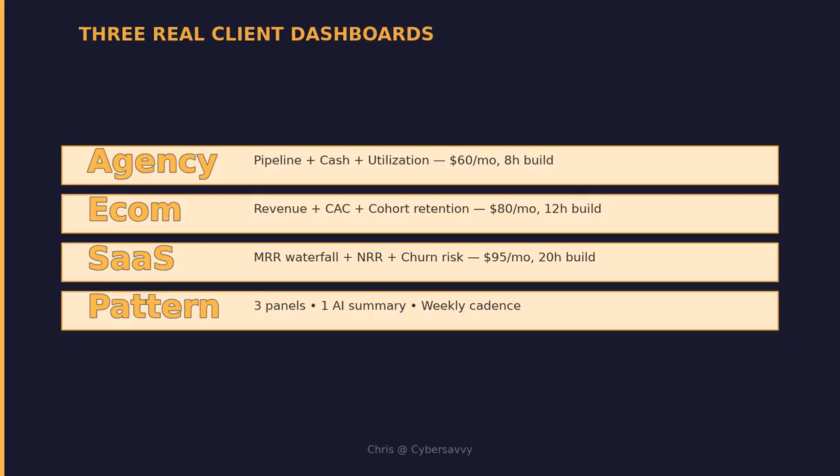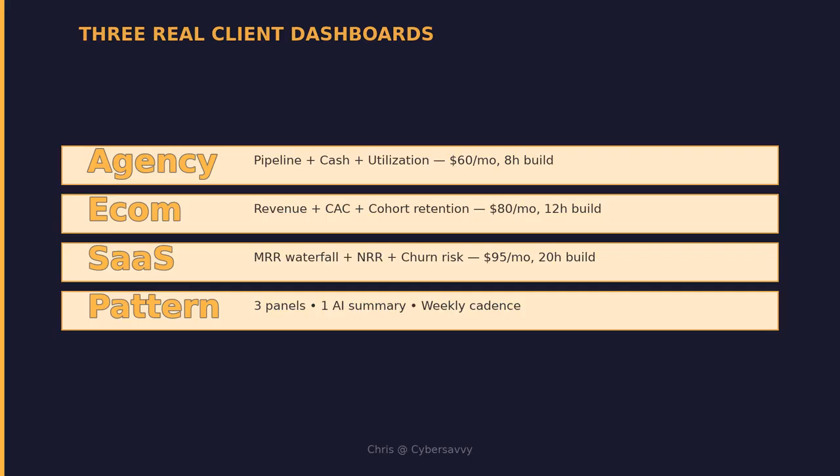Dashboard 1, the Agency Owner Cockpit. 3 panels. Pipeline value by stage, pulled from HubSpot. Cash position, next 90 days, pulled from QuickBooks and projected with a simple SQL forecast. Utilization rate by team member, pulled from a time tracking tool. The AI layer runs every Monday morning and writes a 1-page strategic memo. Build time, 8 hours. Monthly cost, $60.